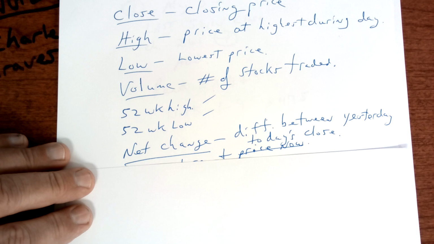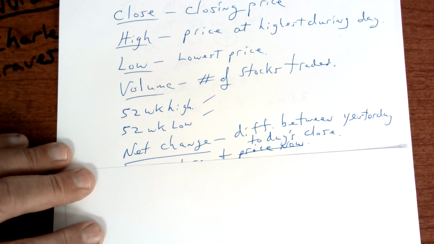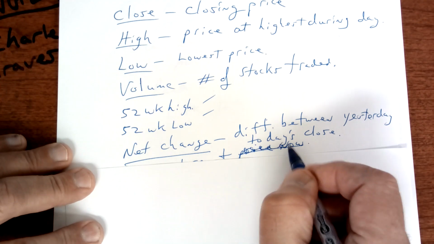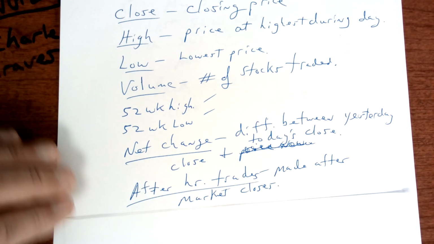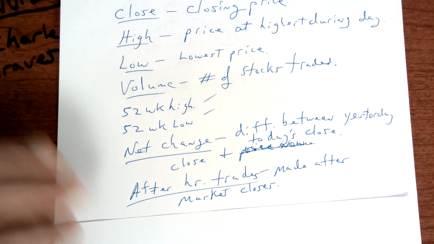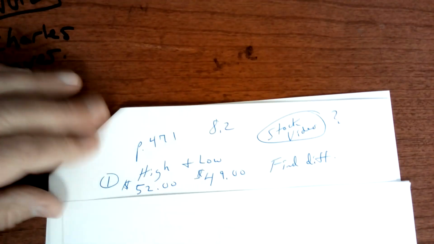Net change is the difference between yesterday's and today's close. After-hour trades are made when the market closes. Not too sure about that last one. Let's take a look. Open up a book to page 471.